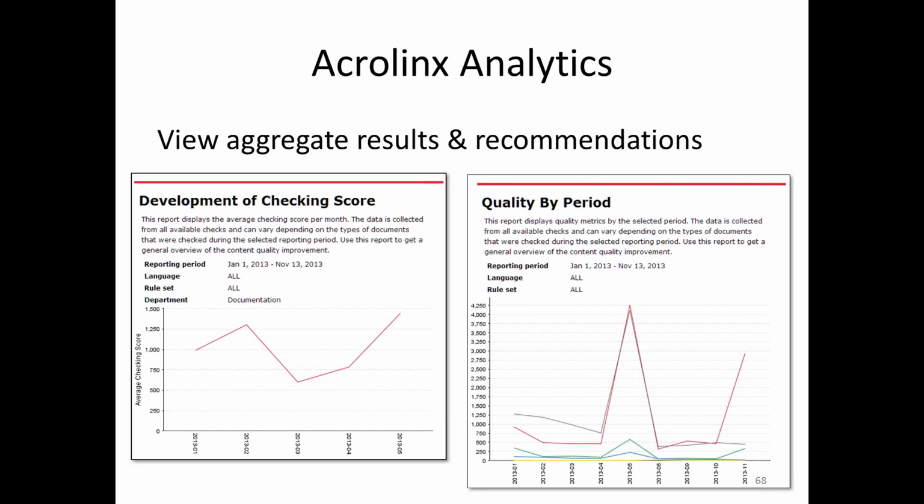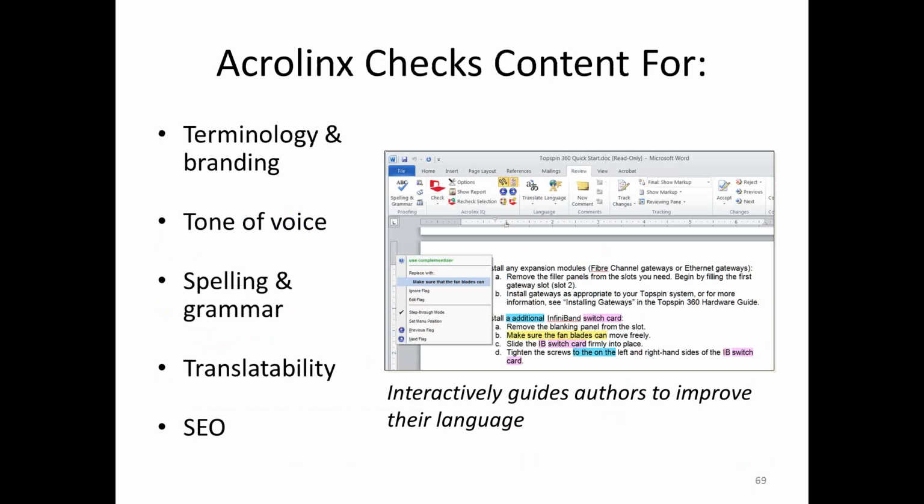Acrolinx also produces analytics that show how we're doing in terms of content quality improvement. It also shows other things like usage results and cost savings, and from that we can even derive recommendations for improving further. What does Acrolinx check for? It checks for these aspects of language and interactively guides authors to improve their language. The example shown here is the phrase "make sure the fan blades can," which says "make sure that the fan blades can."